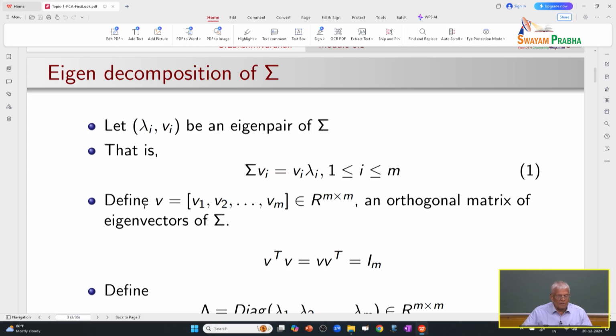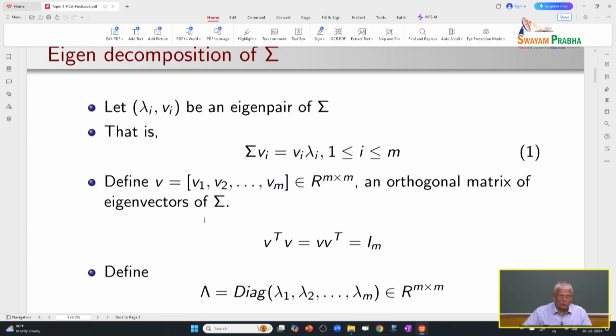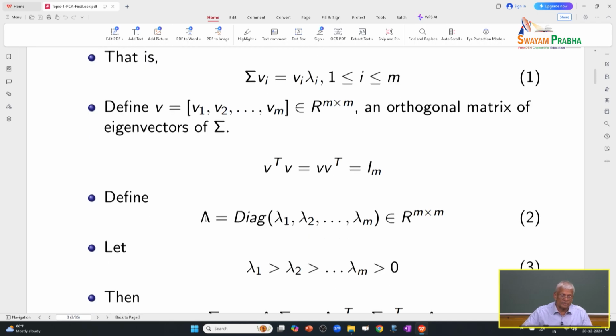Now I can define a matrix V whose columns are v1, v2, ..., vm. This matrix V, we have already seen, must be an orthogonal matrix. That means V transpose V must be Im. This matrix V is called the matrix of eigenvectors. So this essentially implies that the eigenvectors are normalized. Eigenvectors are also orthogonal. This system of orthogonal vectors which are normalized is called an orthonormal system. We already have seen that.